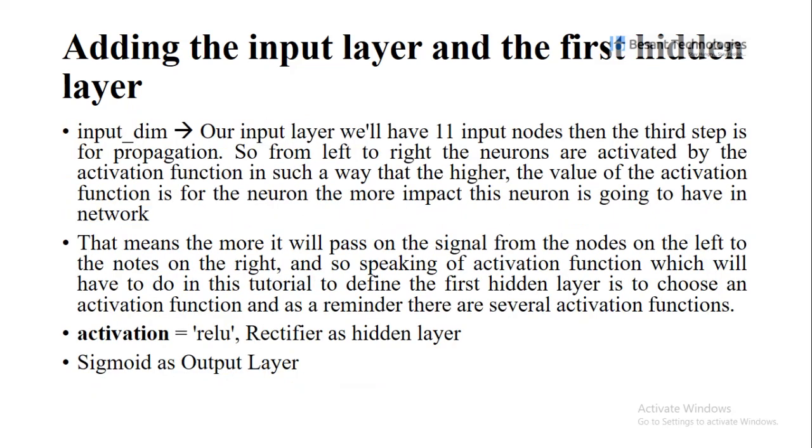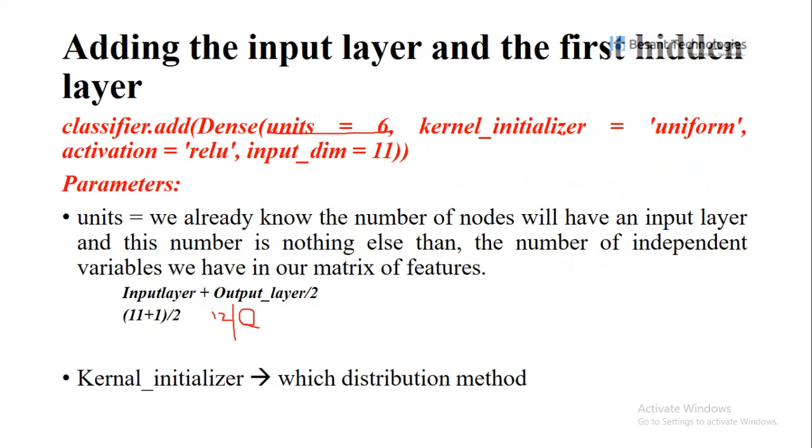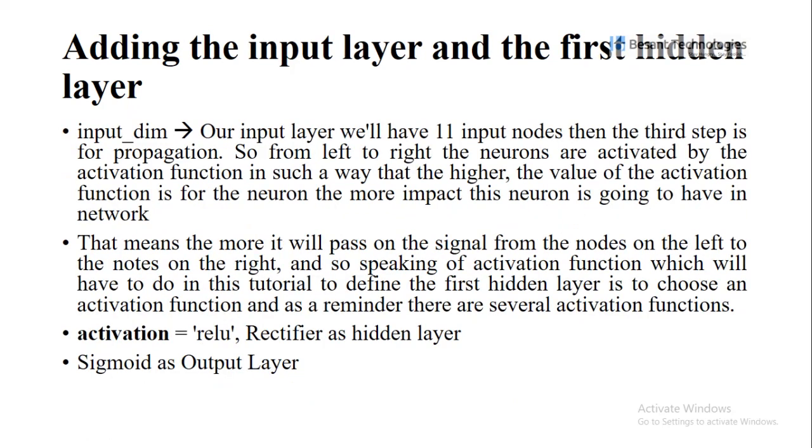So for this input dim, our input layer, we will have a total of 11 input nodes. Then the third step is forward propagation. So from left to right, the neurons are activated by the activation function. In such a way, the higher the value of the activation function of the neuron, the more impact the neuron is going to have in the network. That means the more it will pass on the signal from the nodes on the left to the right.